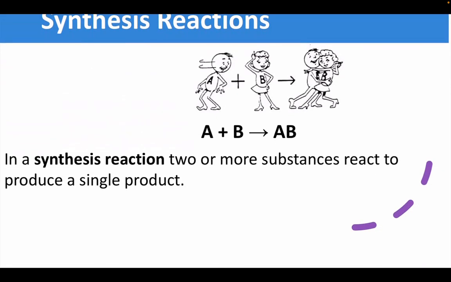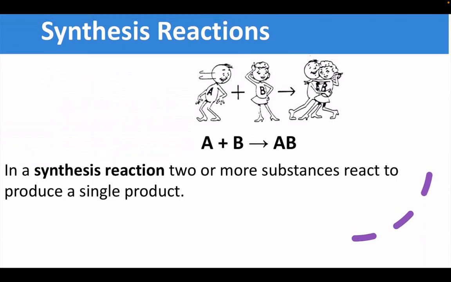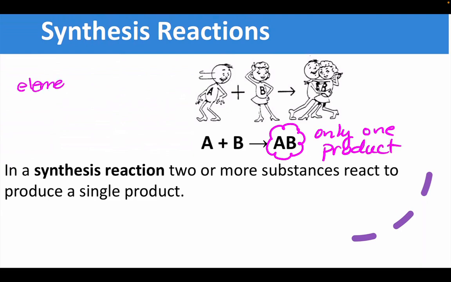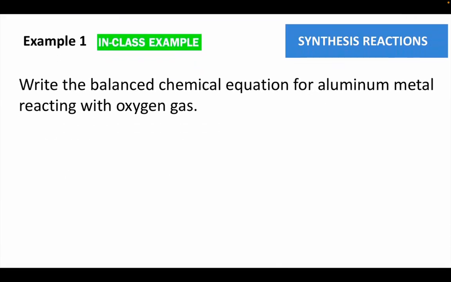So synthesis, you're always going to have A plus B makes AB. So the giveaway is that you have only one product that's produced. We're going to do simple synthesis, so it'll always be an element plus an element makes a compound. There are many other types of synthesis that are more complex, but that is something to be covered in another course.